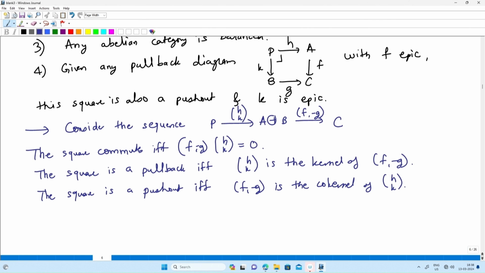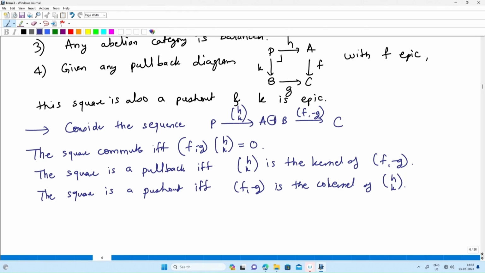So basically, what we are doing is converting the data of a pullback or a commutative square into a sequence of morphisms. Yeah, we are trying to go towards chain complexes, exactness, homological algebra. But for that, this is just a baby step in that direction. So the square is a push out if and only if this is the co-kernel of this. Okay.